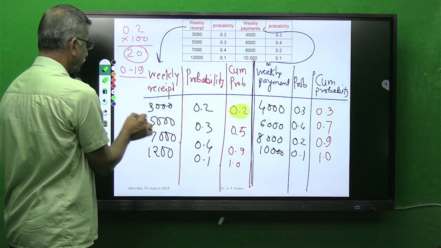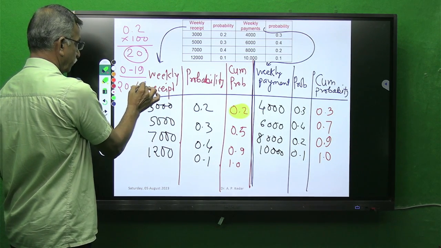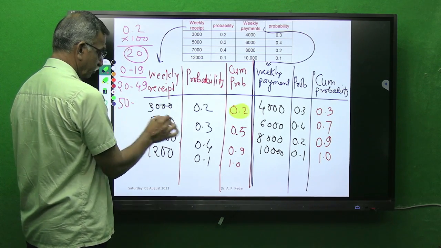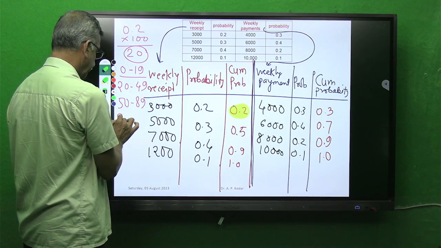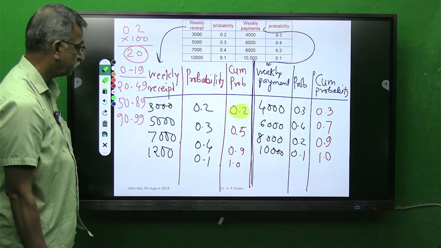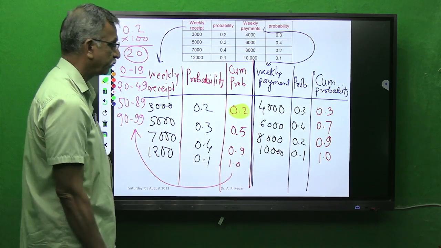Second, it is 50. So 20 to 49 will be the second. Then 50 to 89 will be the third range, and 90 to 99 will be the fourth range. These are the range of random numbers for this cumulative distribution.